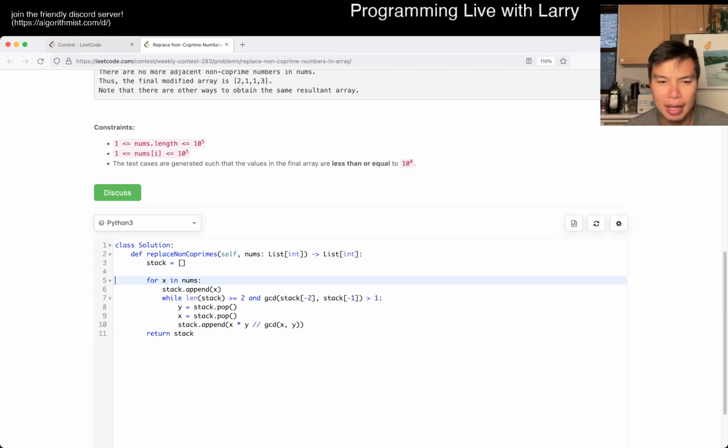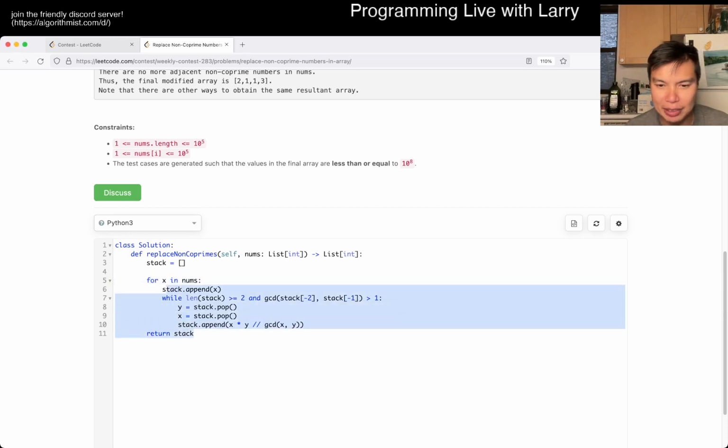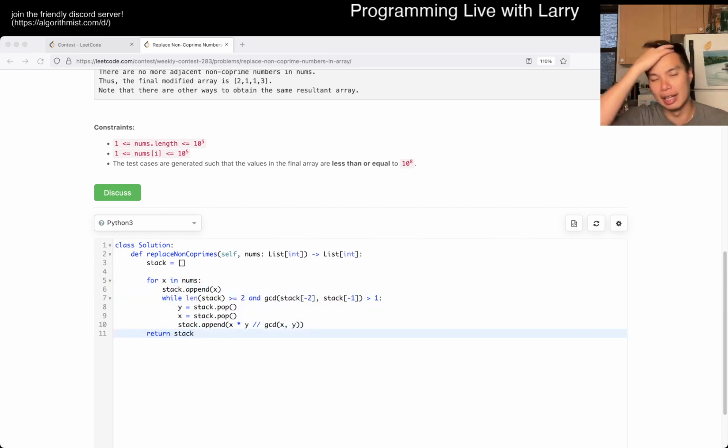And this is obviously linear time, linear space, because of the stack and just a for loop. Each number can only be pushed or popped once, right? And only merged once, if you want to say it that way. But that's all I have with this one.